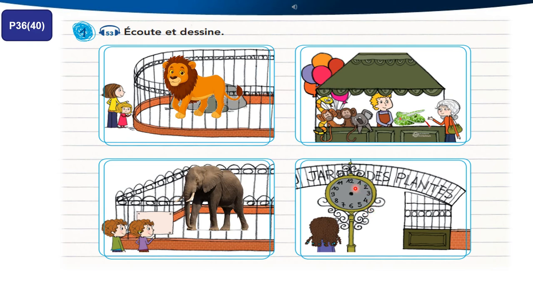So, here, we are going to draw the time. He told us the zoo is still open. It's open. So, we draw now the hands here. We are going to draw the hands.